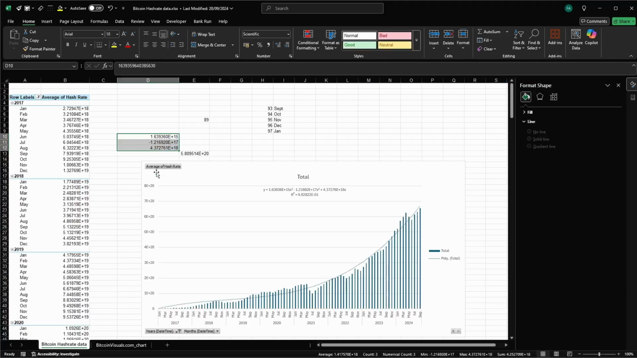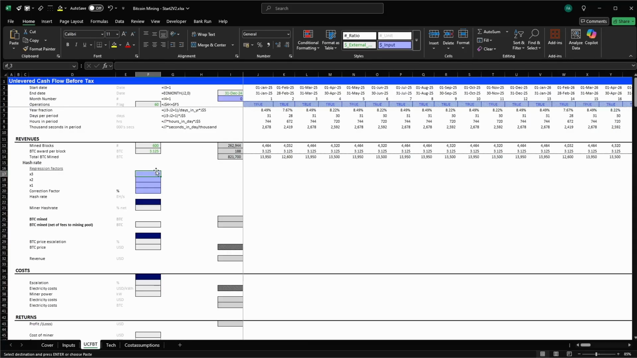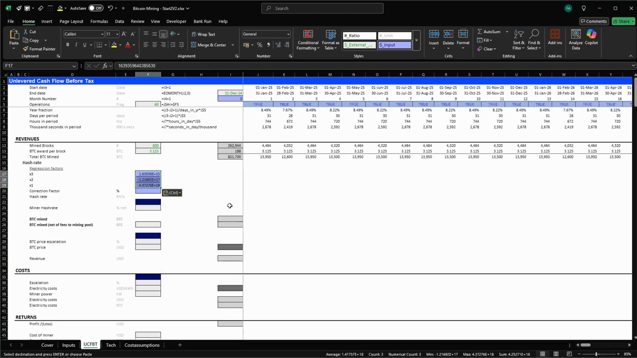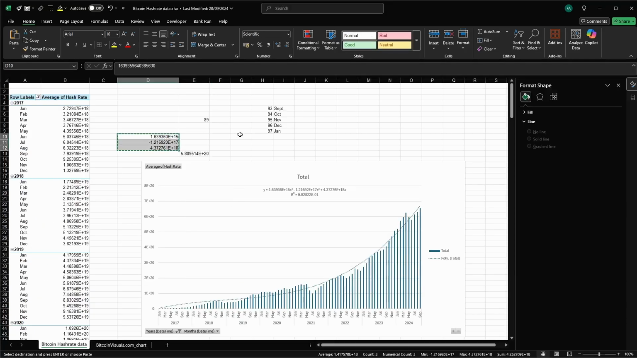So let me just actually copy them, and I'm going to paste them over here. So here I have them. Okay, cool. So I have the numbers over here. And now, how does it work? Let's go back over here. So how does it work?